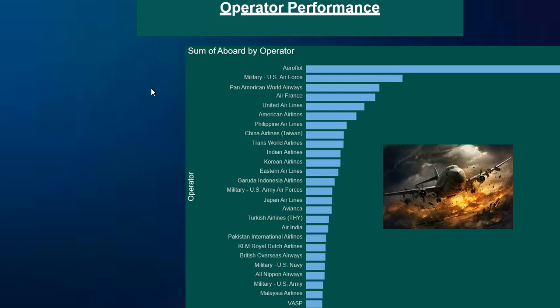The next objective was to cover the operator performance. For the analysis of the operator performance, a bar chart has been used. It showcases the number of crashes for each operator, with the length of the bar representing the frequency of crashes. Here, filters have been applied, and on the application of filters, we can discover that American Airlines had the highest aircraft fatality rate in the world at 710, followed by Pan American World Airways with 420 individuals.